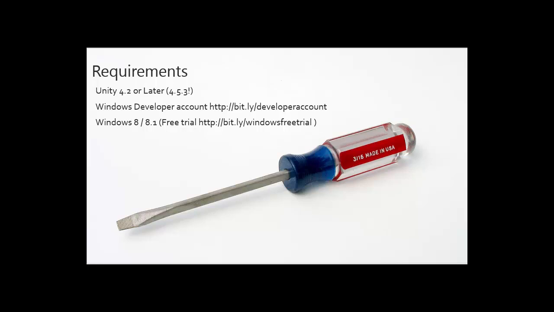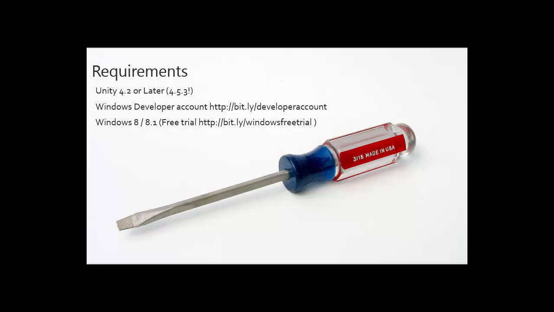So these are the things that you will actually need to port your Unity game over to Windows. You will need Unity 4.2 or later. I'd recommend 4.5.3. And you'll also need a Windows developer account. If you are a startup or a student, you can qualify for one of Microsoft's programs, being BizSpark or DreamSpark, which I'll probably talk about a little at the end, but I also have a number of blog posts about them, or if you want to know more about how you can get free Microsoft development tools, please reach out to me.